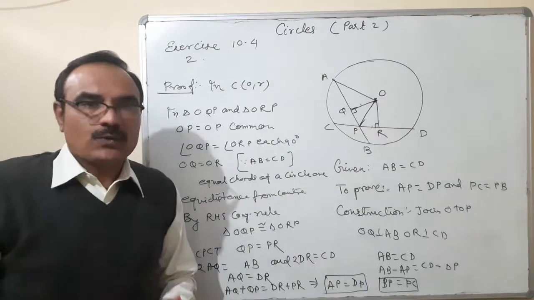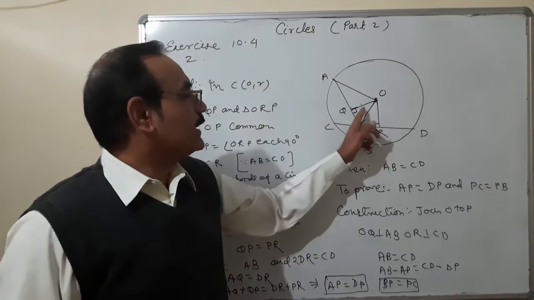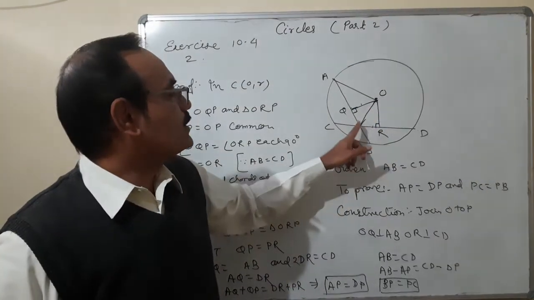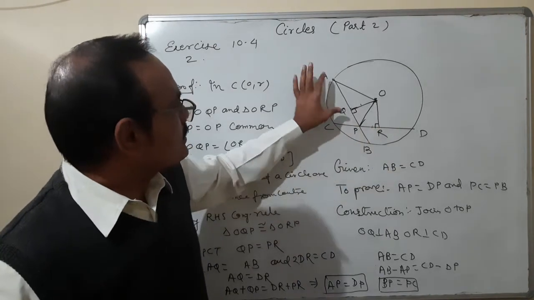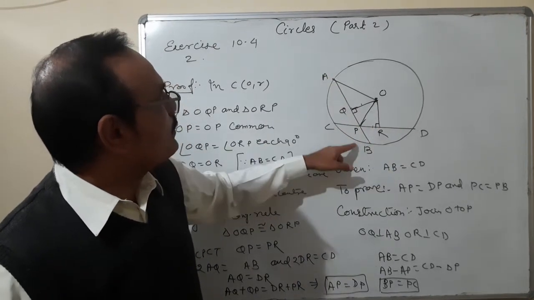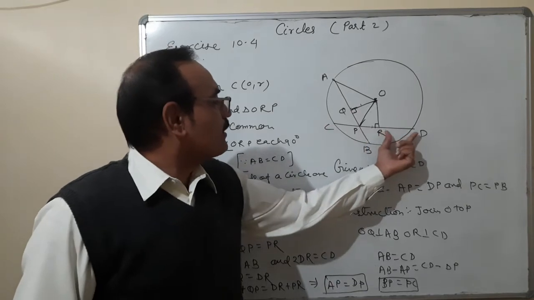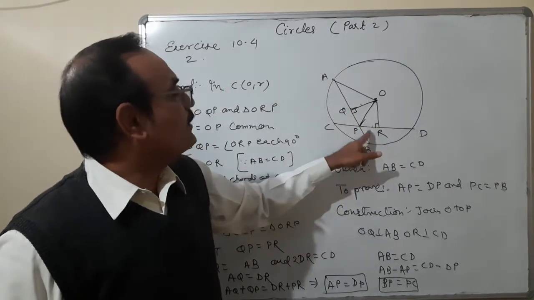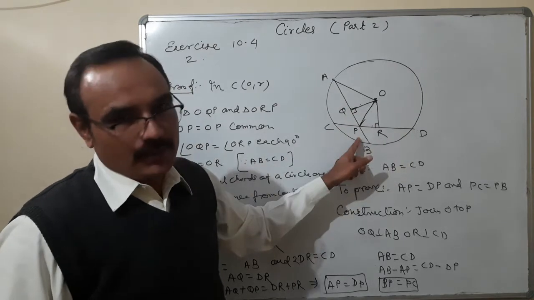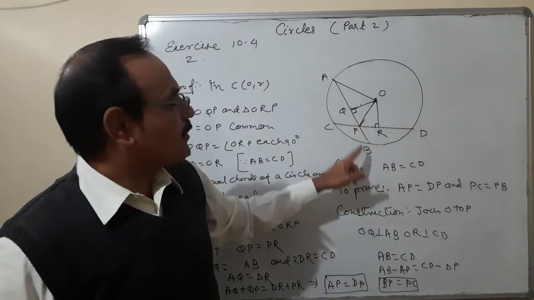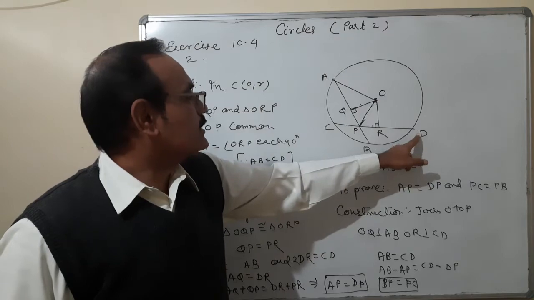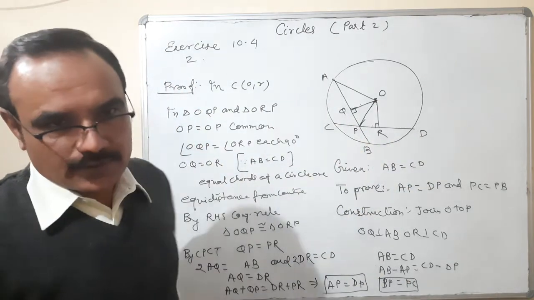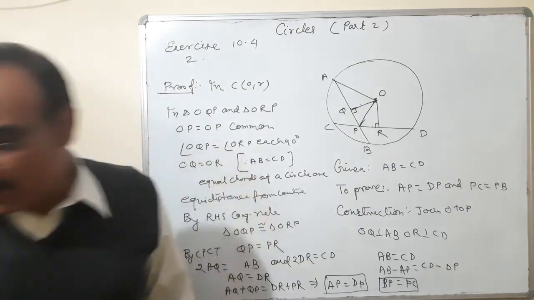Okay, so what I have done here, these two small triangles I have proved congruent by RHS congruency, and after that QP is equal to PR, because this AQ is half of AB and this DR is half of CD. So these two portions are added here and we are getting that AP is equal to DP. And AP will be subtracted from AB and DP will be subtracted from CD. Then we are getting these two parts are equal. Okay. So that is the proof of question number 2.